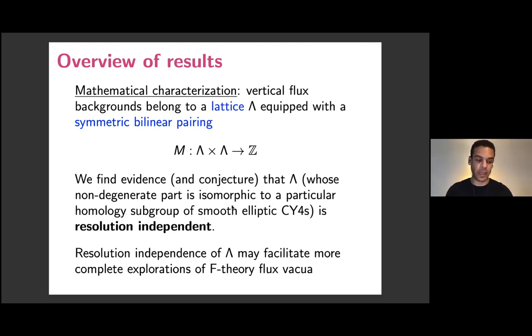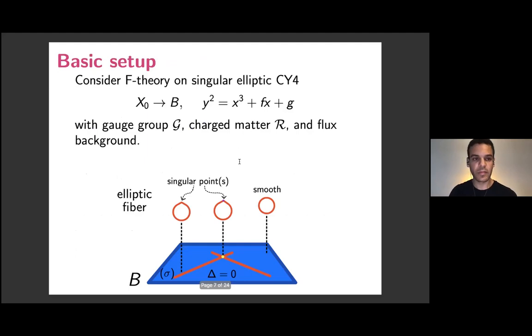I could linger on some of the specific details of the computations, but I think the more important point to emphasize in the short amount of time that I have today is that there is some evidence of a mathematical structure which is resolution independent, which may lead the way forward on future explorations of flux vacua in F-theory. So let me start by describing the basic setup.